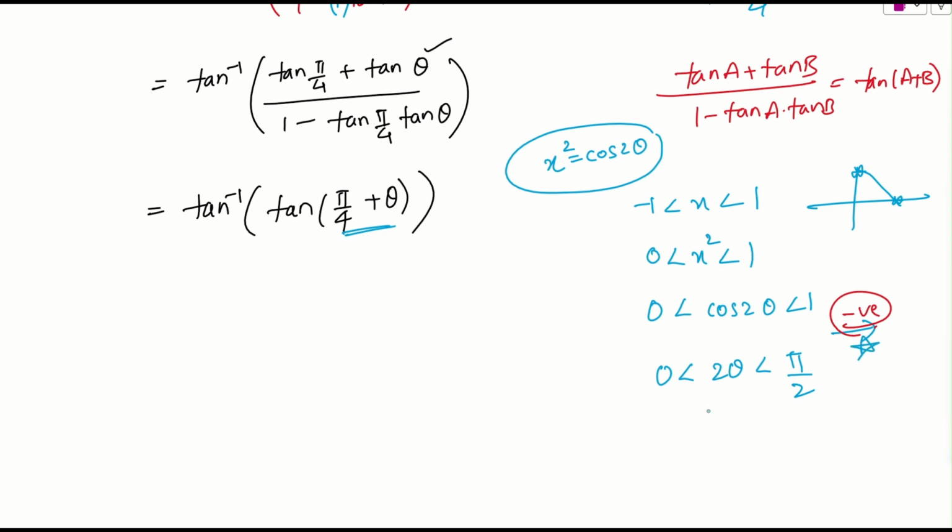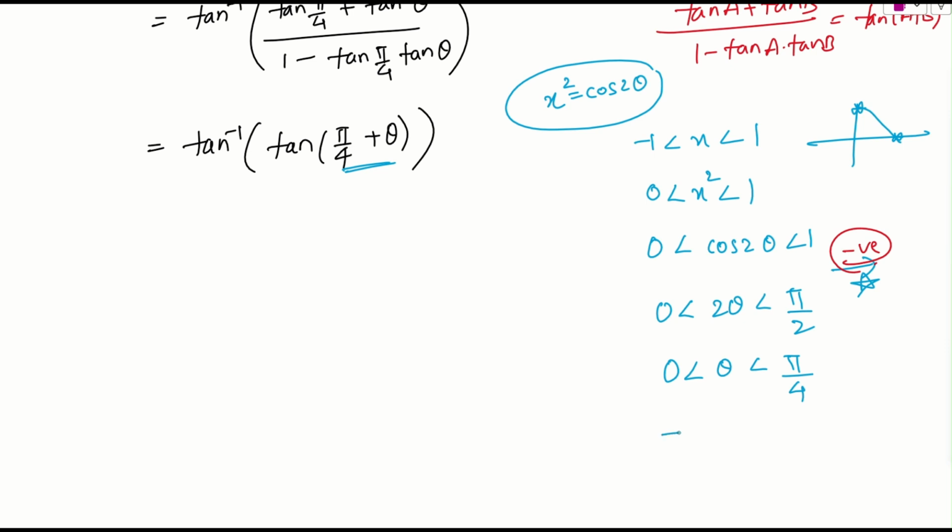So what is 2 theta? We don't want 2 theta, we want pi by 4 plus theta. So what should we do? We have to divide by 2. If I divide by 2, 0 less than theta, which is less than pi by 2... divide by 2 means what? 2 twos are 4. I'll be getting what I want. I want pi by 4, so let us add pi by 4 on both the sides. This is theta plus pi by 4. Pi by 2 plus pi by 4 will be what? It will be 3 pi by 4.